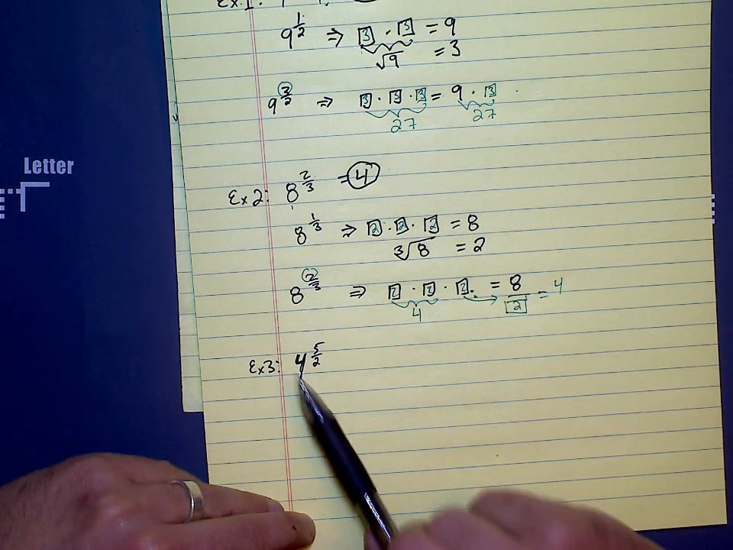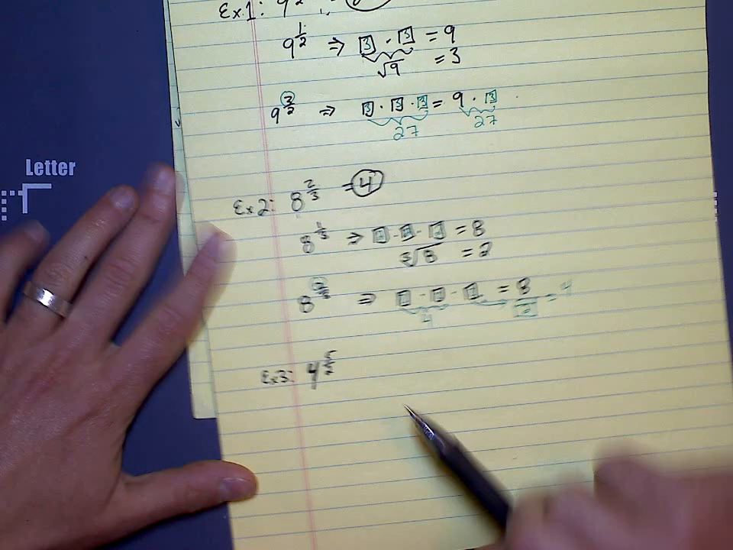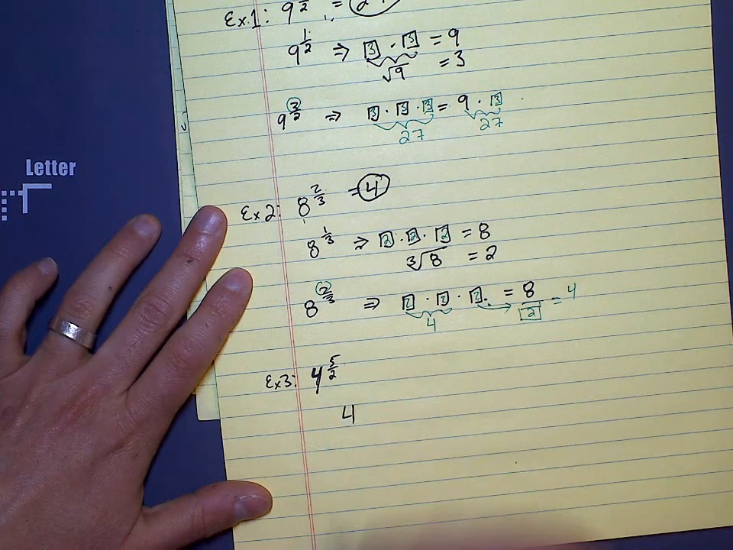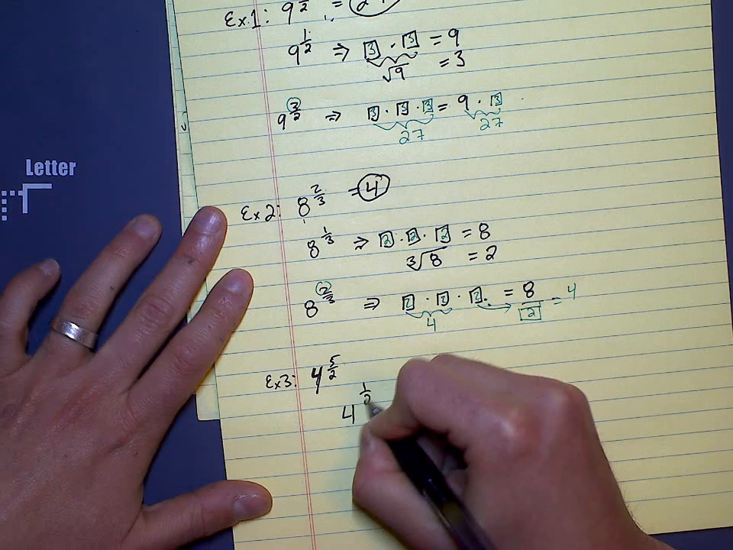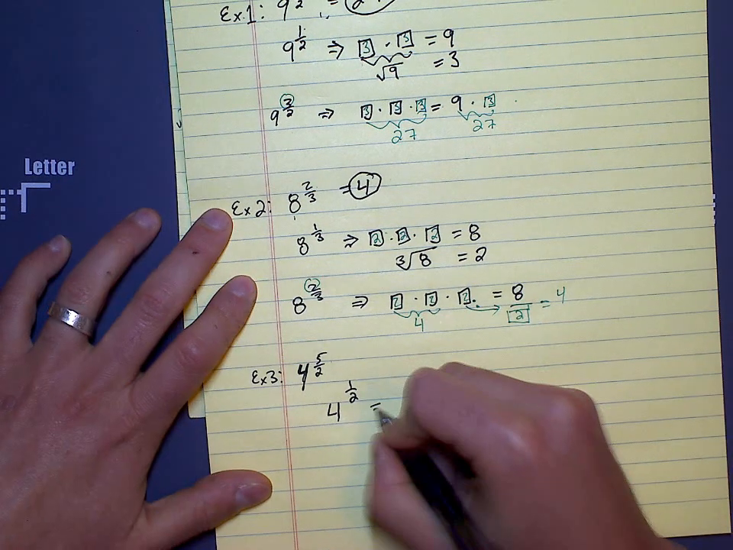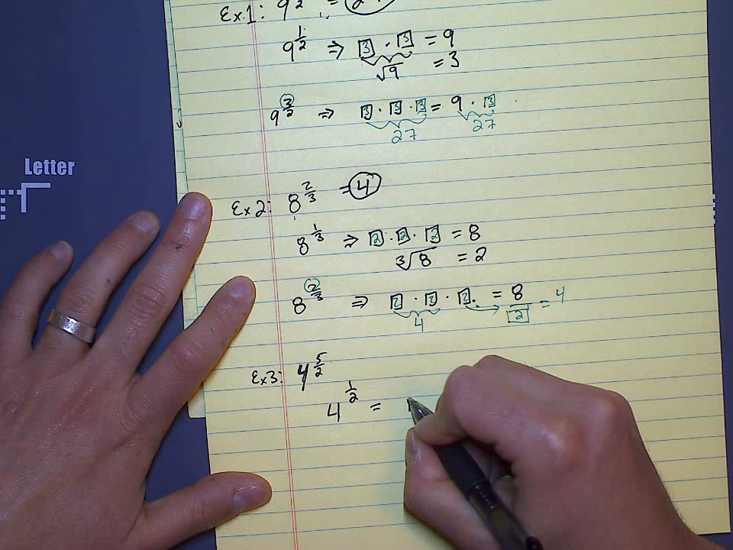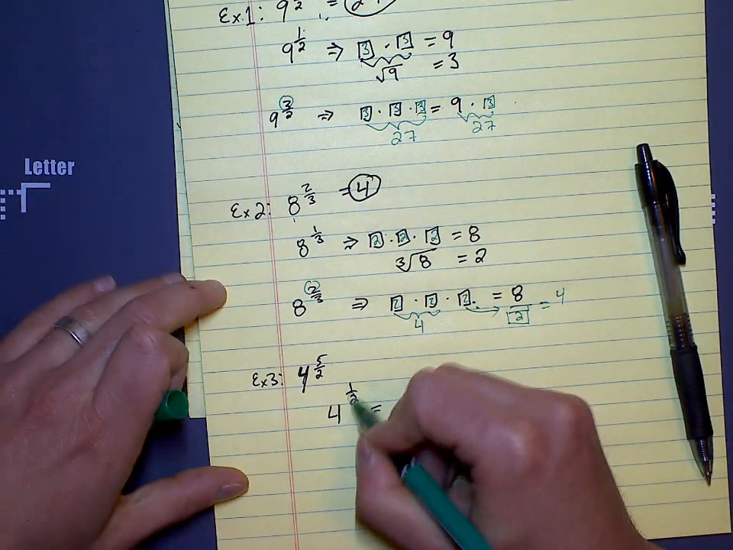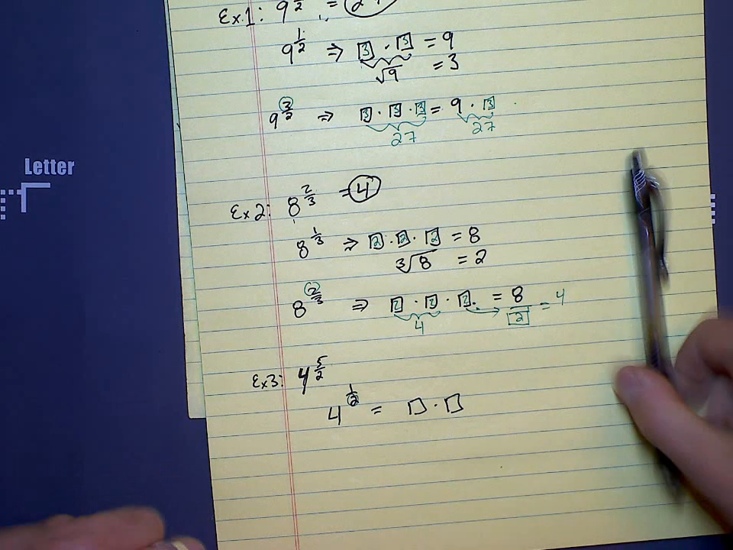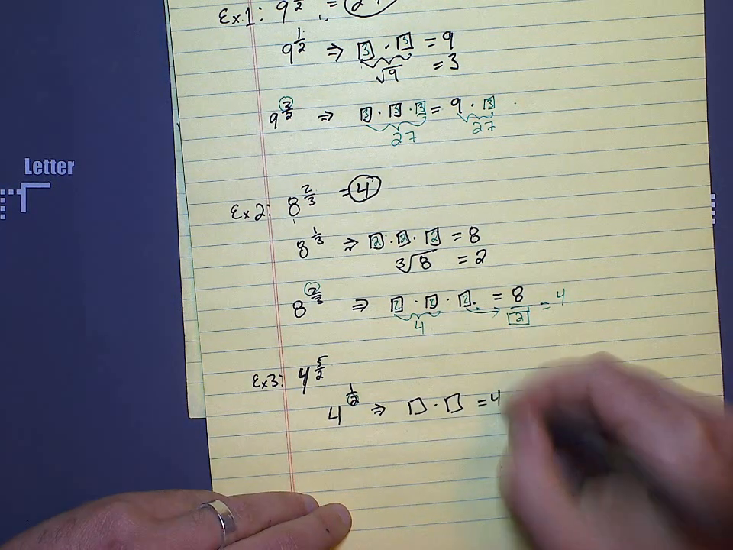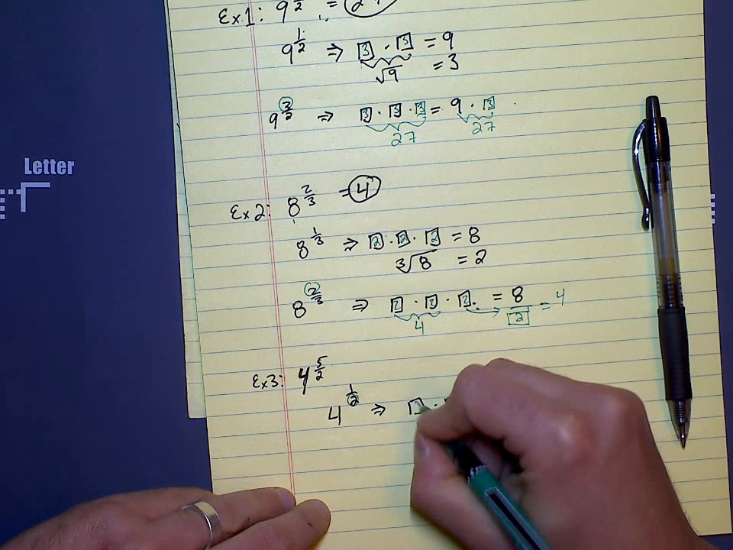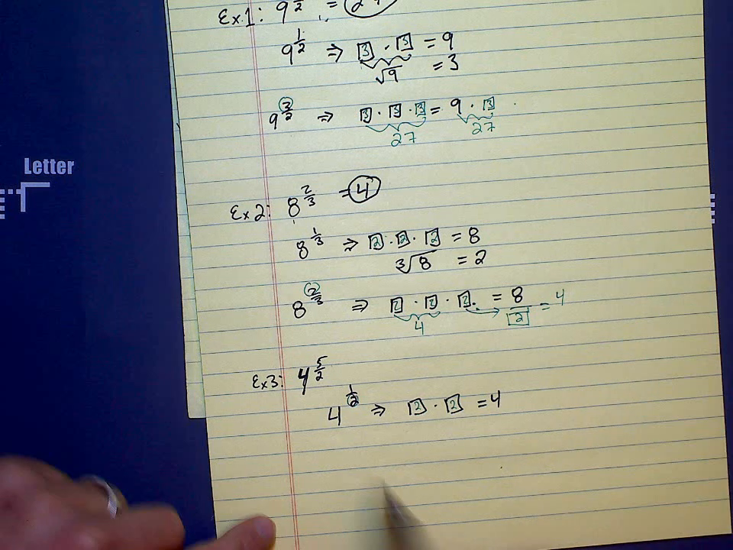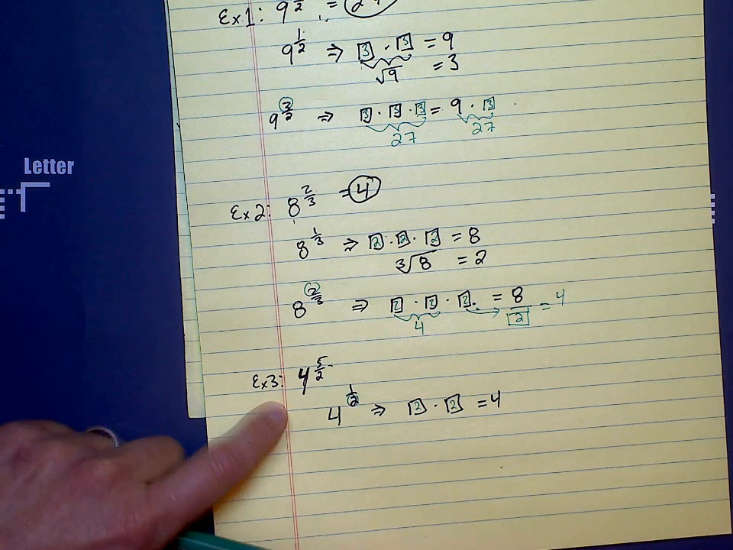One more example, 4 to the 5 over 2. Let's go back to the idea of a unit fractional exponent. In other words, let's take 4 to the 1 over 2 instead of 5 over 2, and write it as what number times itself. We're only taking 2 of those numbers because the denominator is 2, is going to be equal to 4. And we all know that's going to be 2. 2 times 2 is 4. But this one is saying to take 5 of those same numbers.